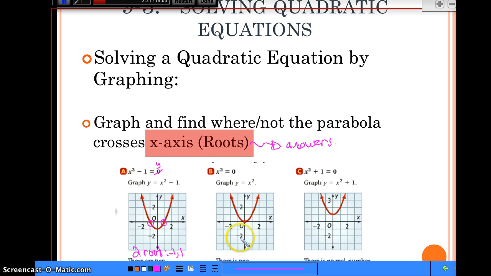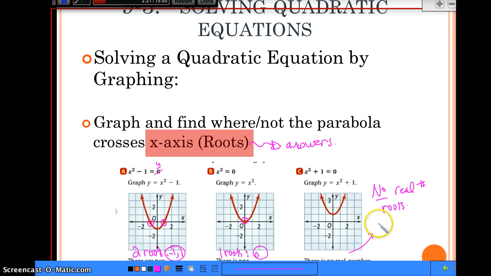If you look at the second diagram, after you graph it, you'll notice that it crosses at 0. It only hits the x-axis at one point, so there is only one root, and that root, or answer, is 0. In the third diagram, you will notice that this parabola actually never crosses the x-axis. Because it doesn't cross the x-axis, that means there are no real roots. In other words, your roots are not real numbers.